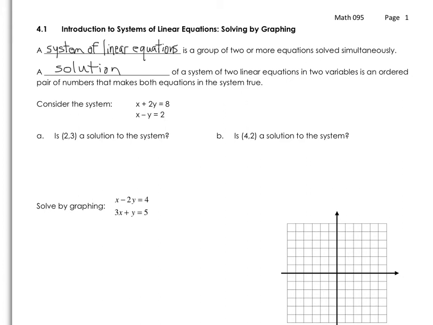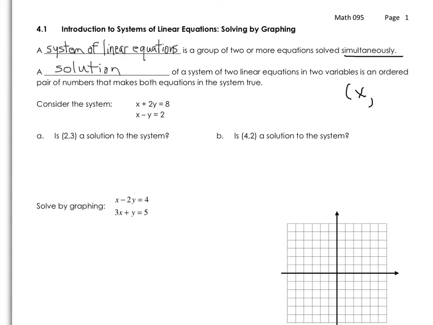Section 4.1, Introduction to Systems of Linear Equations, Solving by Graphing. A system of linear equations is a group of two or more equations solved simultaneously. Simultaneously means at the same time. A solution of a system of two linear equations in two variables is an ordered pair of numbers.